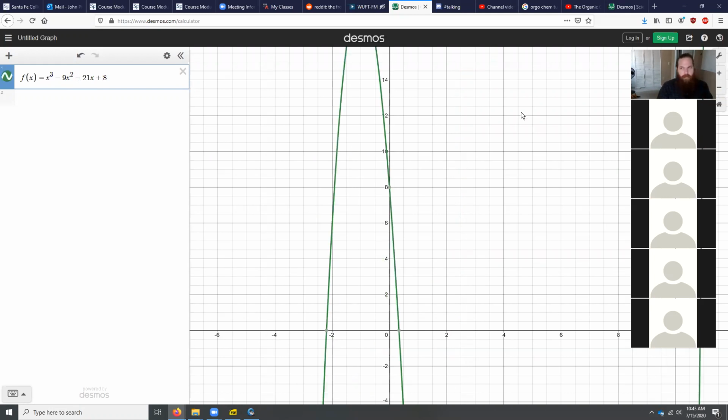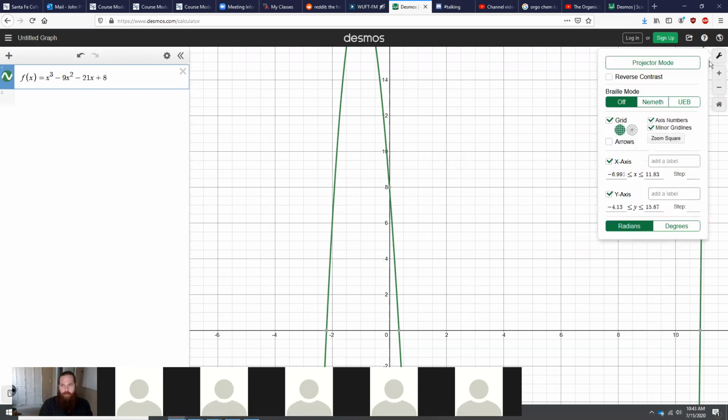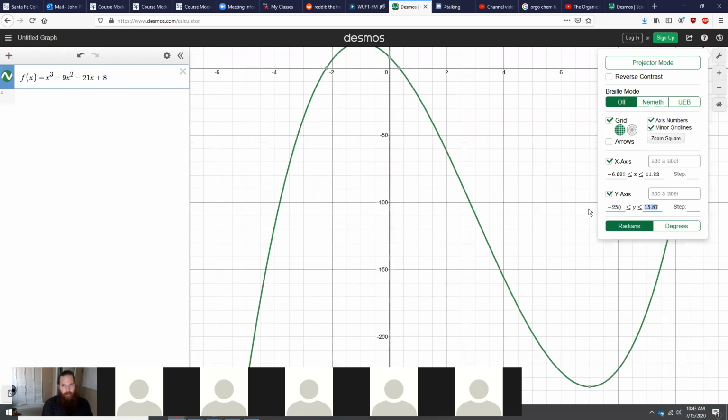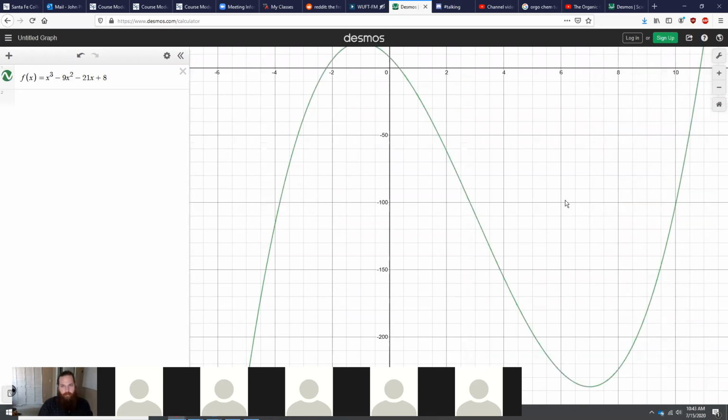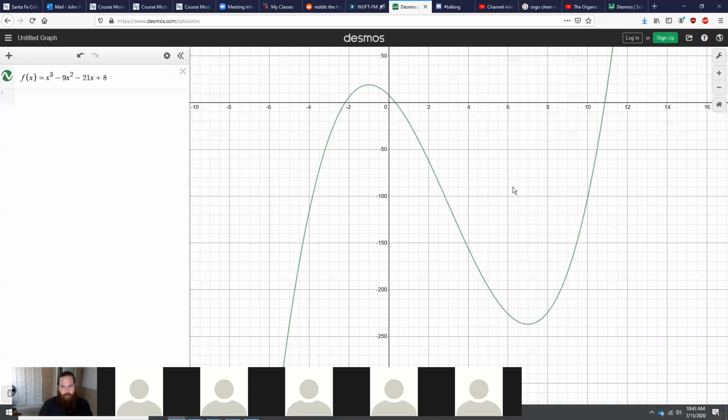Now the scale is going to be a little bit weird. We know these y values are pretty out of control. So let me move my y scale to something like, what do we have? What was the largest one? Negative 237. So let's go negative 250. Yeah, that looks good. All right, here we go.